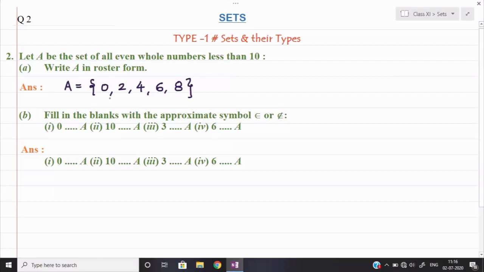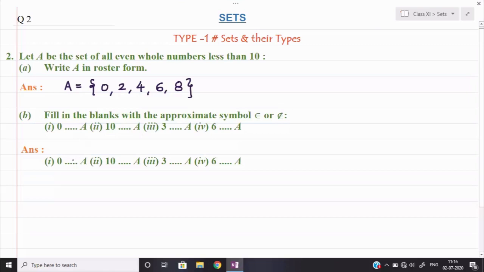For example, you observe 0 is an element of the set A. So I can say 0 belongs to set A. But 5 is not an element of the set A. So 5 does not belong to set A. Okay, so see how I can put the symbol here.